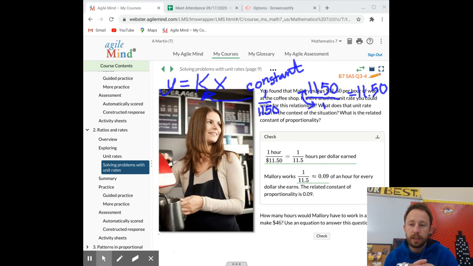Okay. And so that's equal to what? About 0.09 of an hour for every dollar she earns. The related constant of proportionality is 0.09. Great job. All right. And so Rachel also read for us how many hours would Mallory have to work in a day to make $46?